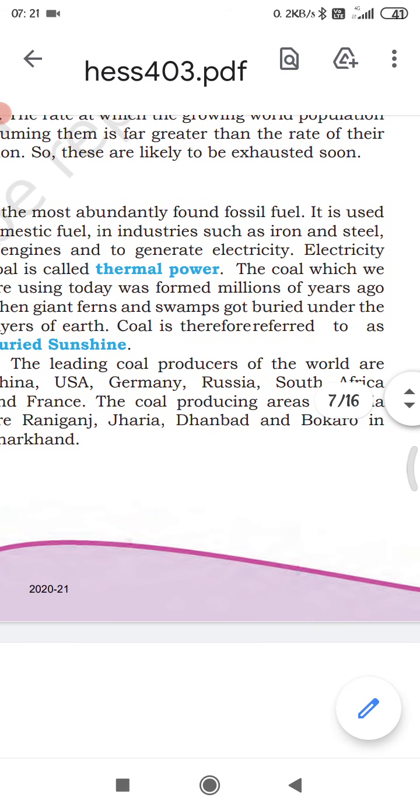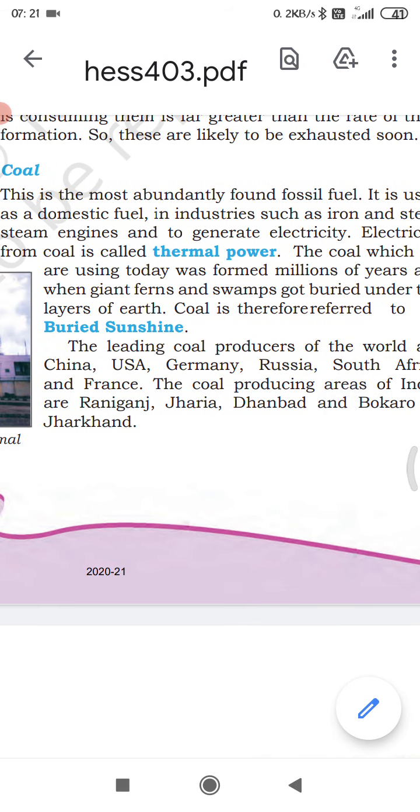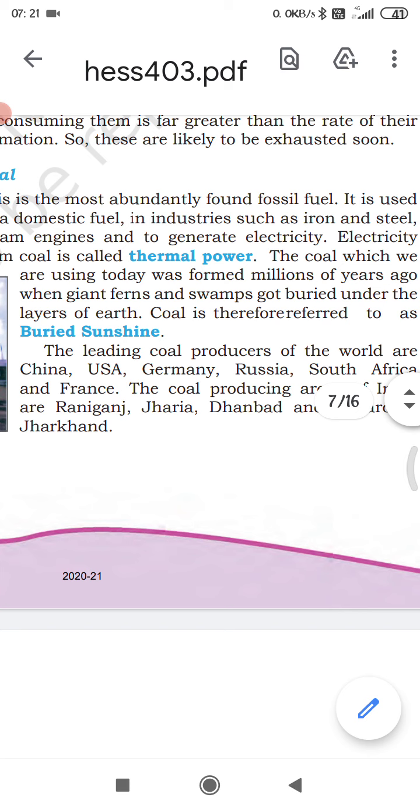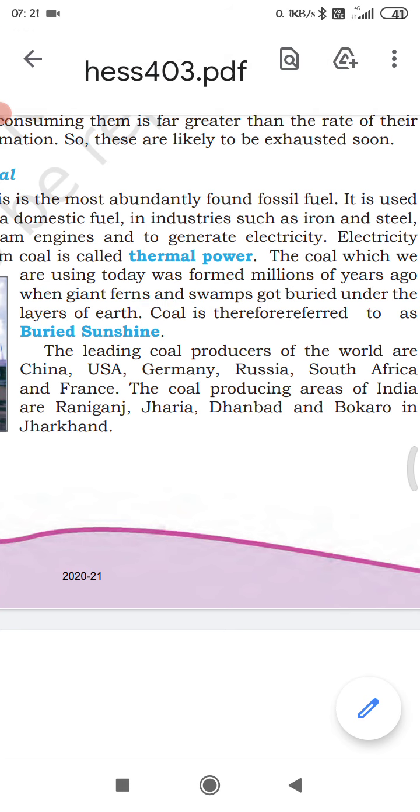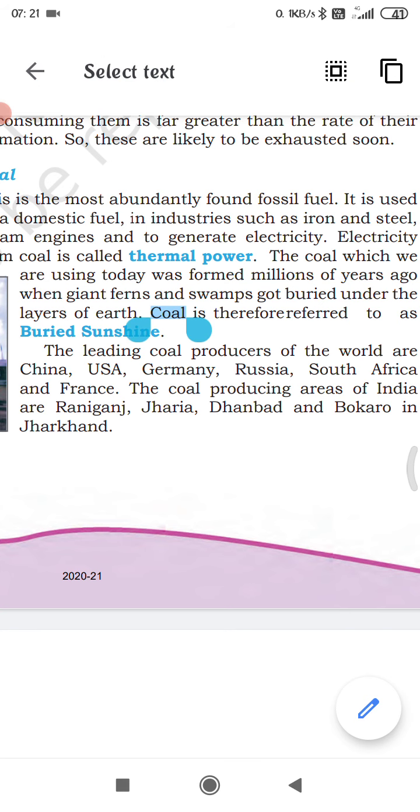The coal which we are using today was formed millions of years ago when giant ferns and swamps got buried under the layers of earth. Coal is therefore referred to as buried sunshine, and this is also a very important point. Which mineral is known as buried sunshine? That is coal.